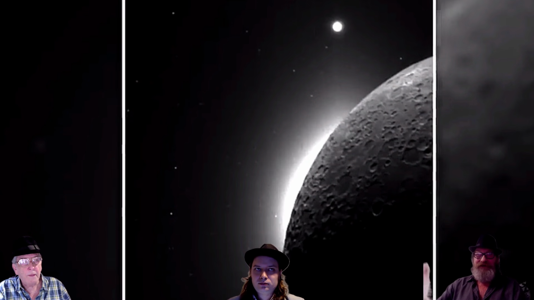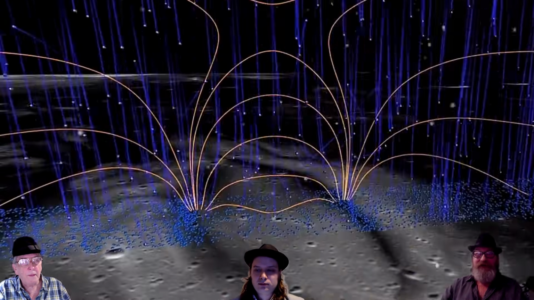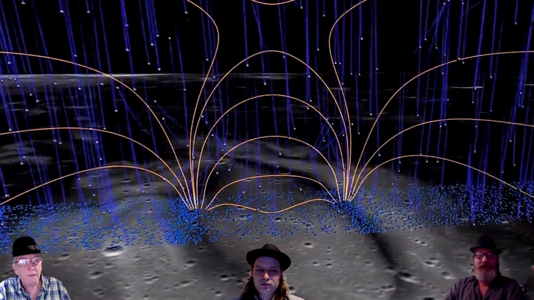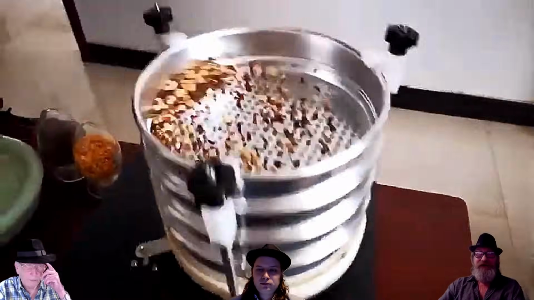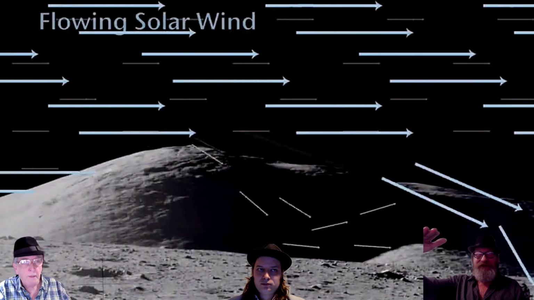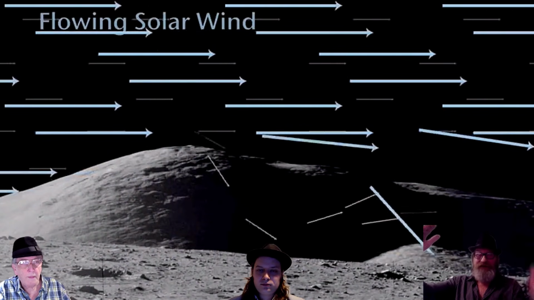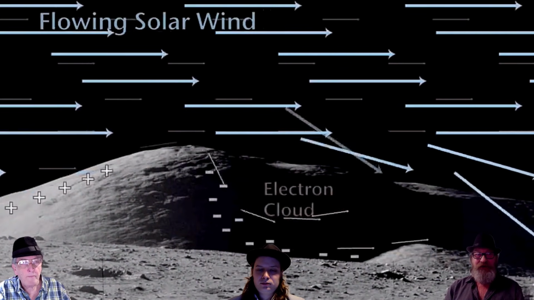The heavier stuff is only going to come up a little bit. So when it comes back down, it's going to be graduated, just like you do in a sieve. So the lightest material will be on the top, the finest dust will be at the top, and then it gradually gets heavier all the way down.